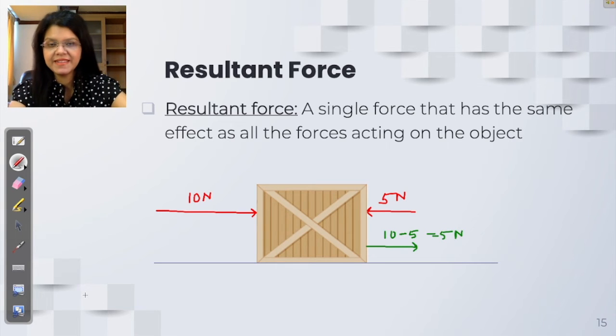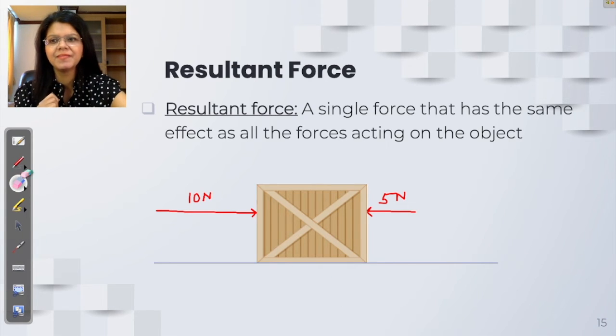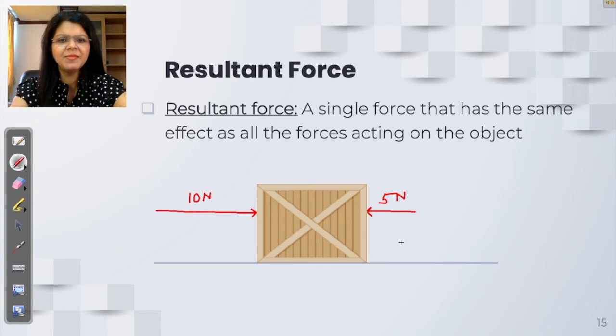So when you have to find the resultant, always look at the direction of the forces. If they are acting in the same direction, the resultant is the sum. If the forces are acting in the opposite direction, then the resultant is the subtraction. Let me complicate this whole scenario slightly more. Say that one more small baby has come from this side and he is also applying a force of, say, 2 newtons. So how much is the resultant now? Think about it. What is the resultant?